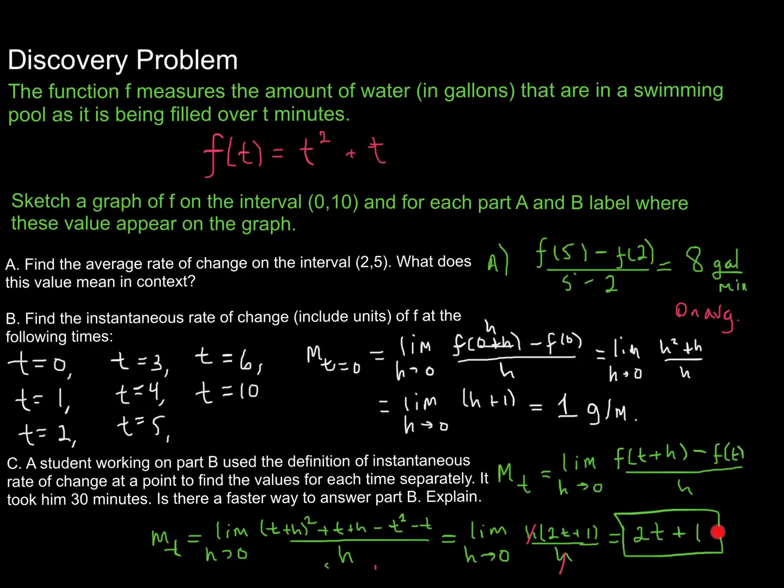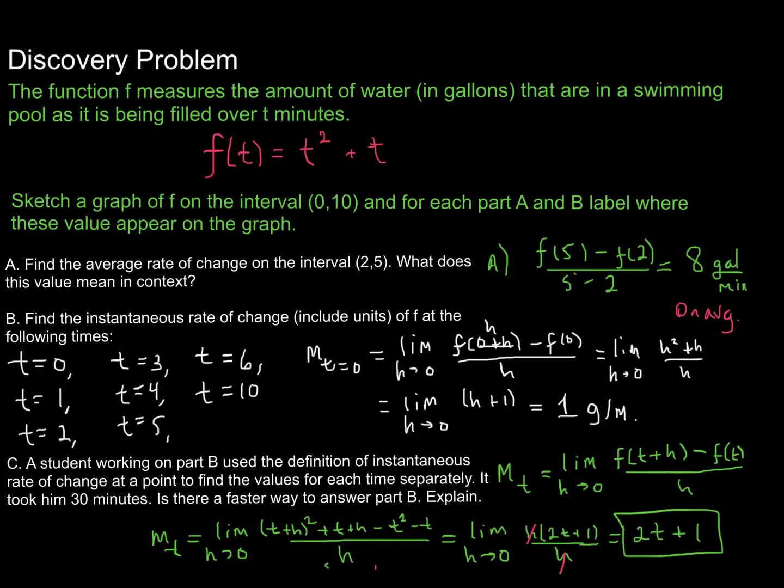Now, if you go back and you think, well, what does this tell me? This tells me the instantaneous rate of change at any t value. In fact, let's plug in 0. 2 times 0 plus 1 is 1. Isn't that what we found originally? It is. If you plugged in 10, you'd get 2 times 10 plus 1, or 21, which would be the instantaneous rate of change at t equals 10, or at 10 minutes.